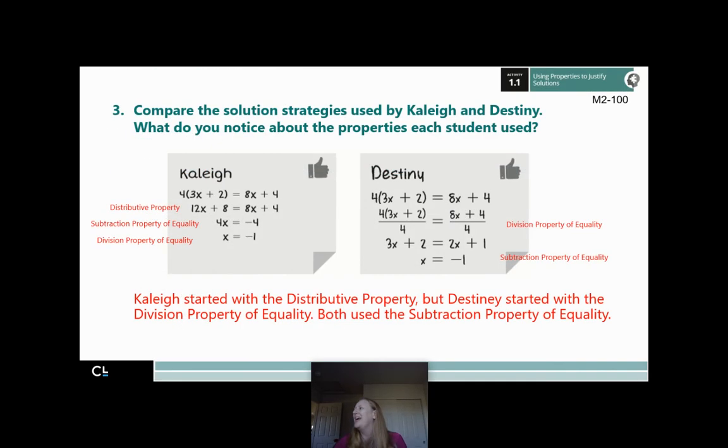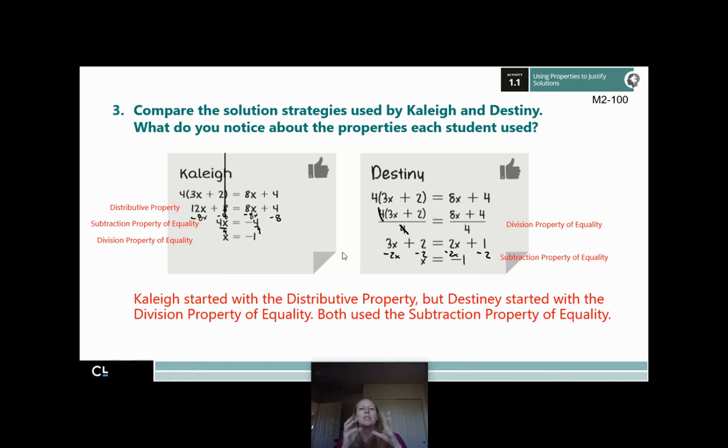Okay, never mind. So Kaylee started with the distributive property, but Destiny started with the division property of equality. So they started out differently, but they both got to where they needed to be. They both used division property. They both used the subtraction property of equality. It works. It does the job. They both got there, and that's okay. They both justified their steps.